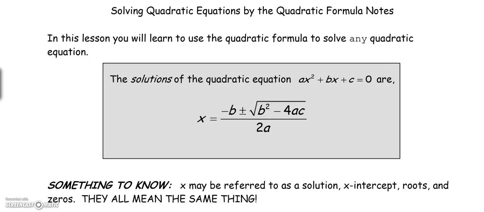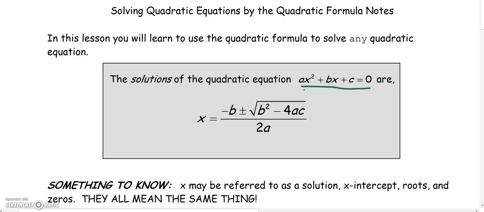This video is to review solving quadratic equations by using the quadratic formula. In this lesson, you will learn to use the quadratic formula to solve any quadratic equation. So the solutions, which are also called the x-intercepts or zeros of a quadratic equation, remember, has the form ax squared plus bx plus c equals 0. That's when we solve for our solutions.